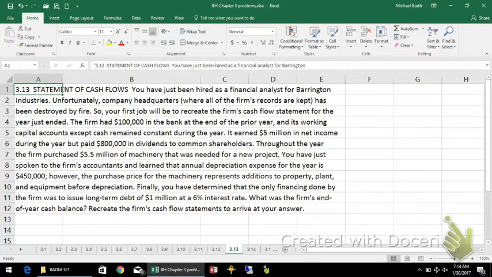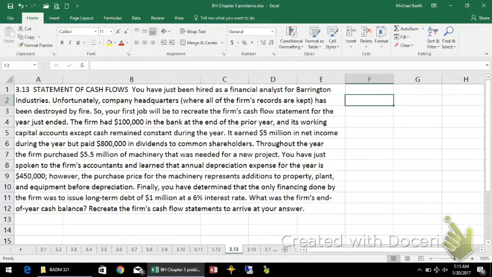This is problem 3.13 from Chapter 3, Brigham and Houston, Fundamentals of Financial Management, Concise, 9th edition. You've been hired as a financial analyst. The company had a fire. All its records are destroyed. So they tell you to go with a pencil and recreate the firm's cash flow statement for the year just ended. Now let's write down what we know.